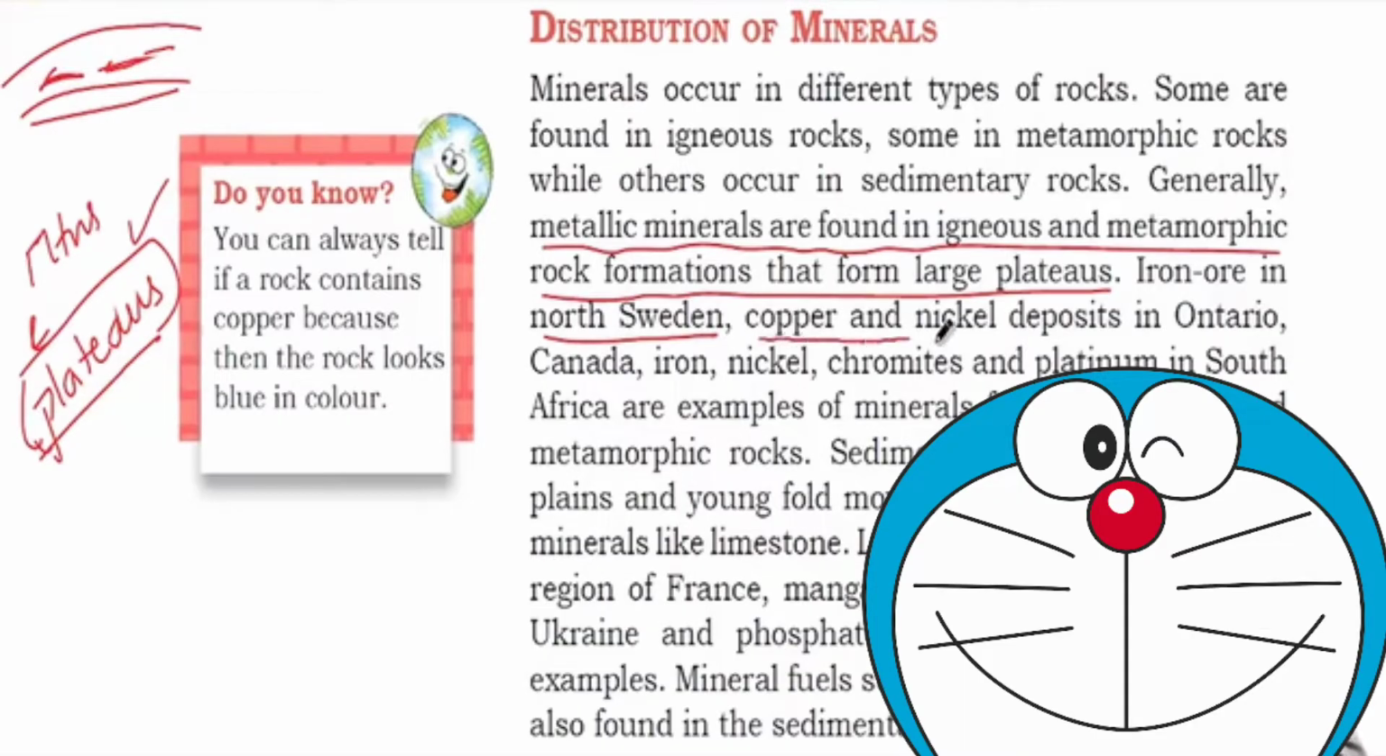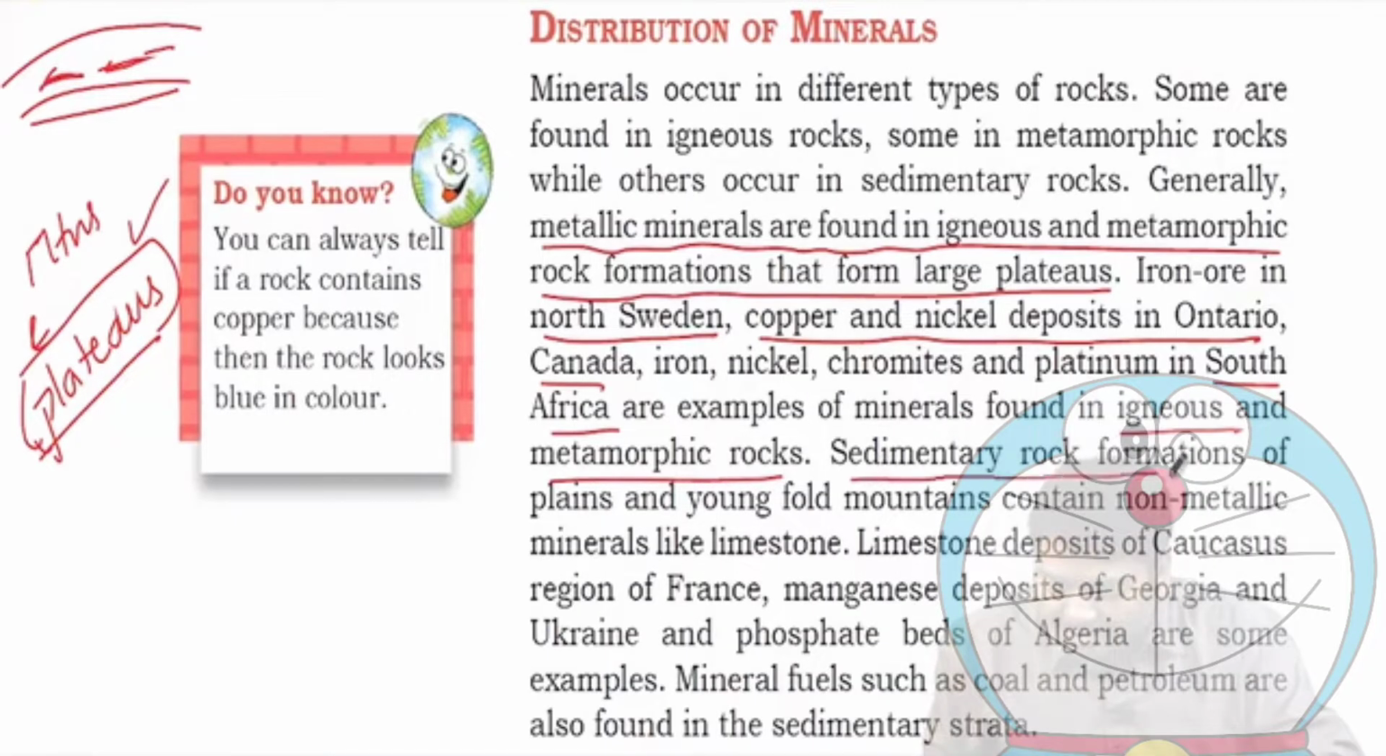Copper and nickel are usually present in Ontario. Most of the minerals are present in South Africa, and they are found either in igneous or metamorphic rocks. But when we talk about sedimentary rock formations, usually you get things like limestone, which is present mostly in the region of France. Manganese deposits are present in Georgia and Ukraine.